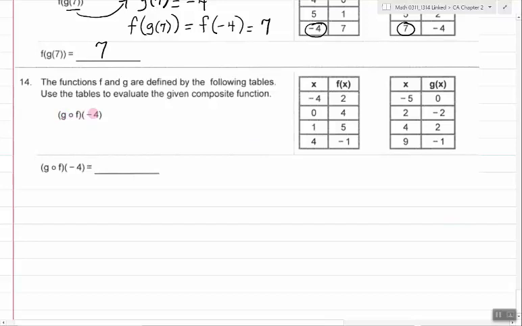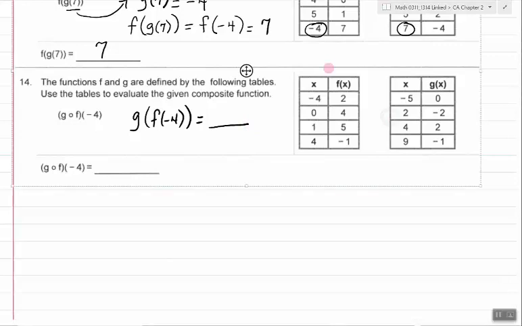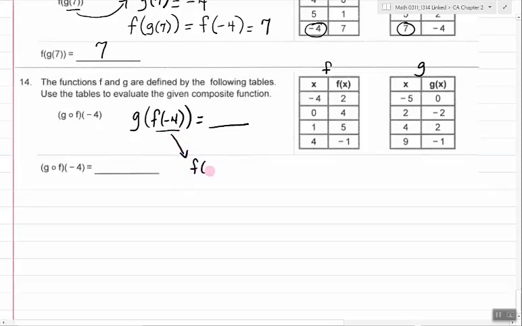This one says g of f of -4. So if I write it in the other notation, g of f of -4 is equal to something. Now, if these are inverses, I guarantee you I'm going to get -4. But I don't know if they're inverses. It doesn't say they are. These are my f values. This is what happens with the g function. Start with the inside. F of -4. -4 goes to 2. So now I want to find g of f of -4, well, that's already written. I don't need to write that again.